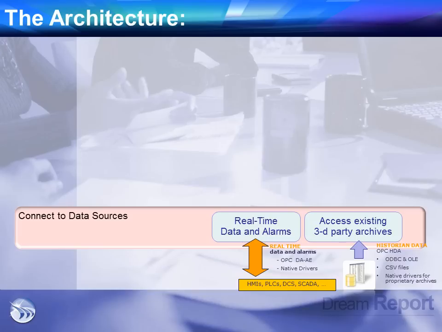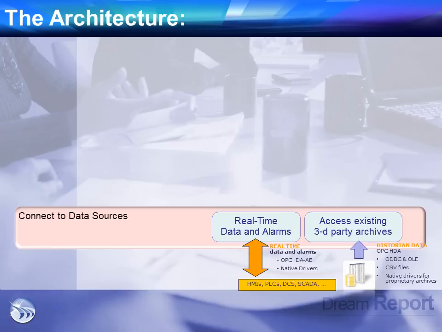Communication to real-time sources can be done either using open protocols like OPC or Modbus or SNMP, as well as using a wide list of native communication protocols. Dream Report can also access proprietary archives. Here on purpose we say archives and not databases, because of course you can connect Dream Report to any open database such as SQL Server, Oracle, MySQL, etc. and make reports out of its data.